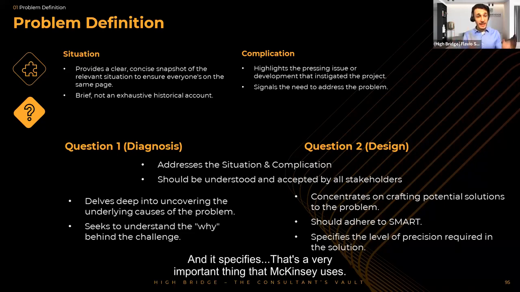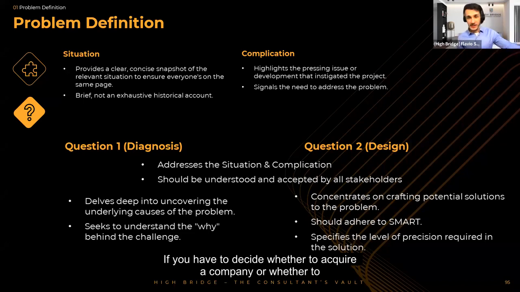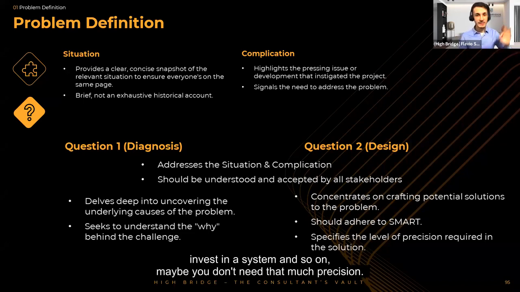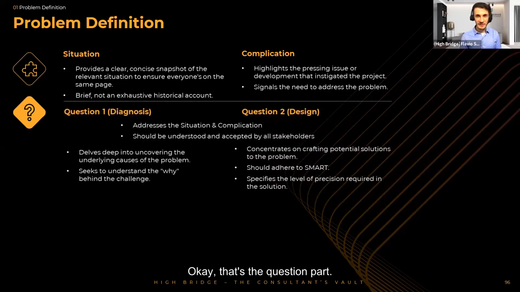That's smart. And specifies, that's a very important thing that McKinsey uses. It specifies the level of precision required for the solution, because sometimes you don't need to be super precise to make a decision, right? If you have to decide whether to acquire a company or whether to, I don't know, invest in a system and so on, maybe you don't need that much precision, right? Okay, that's the question part.